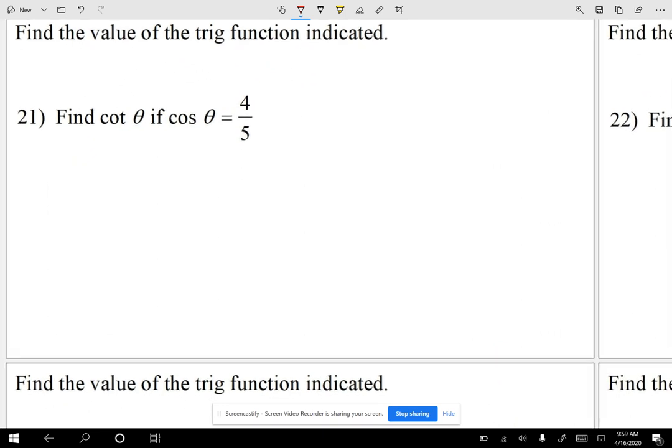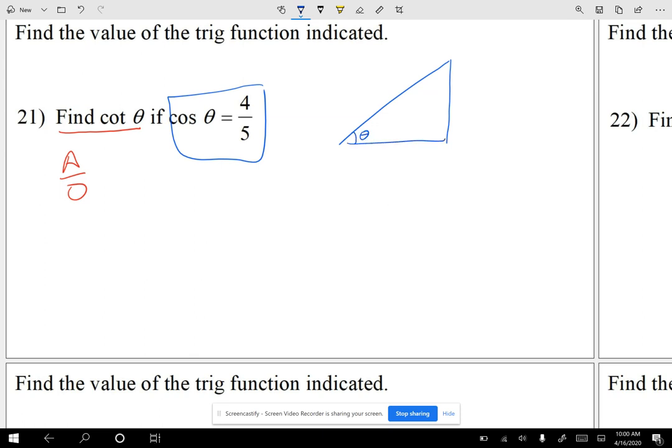Find the value of each trigonometric function. We're supposed to find the cotangent of theta. When it comes to cotangent, I know it's adjacent over opposite. We just covered that. Now, let's see in blue what I have. I have that cosine of theta is 4 over 5. Let me draw my triangle. I'm going to draw my theta here. I know cosine is adjacent over hypotenuse, so that means adjacent is 4 and the hypotenuse is 5.